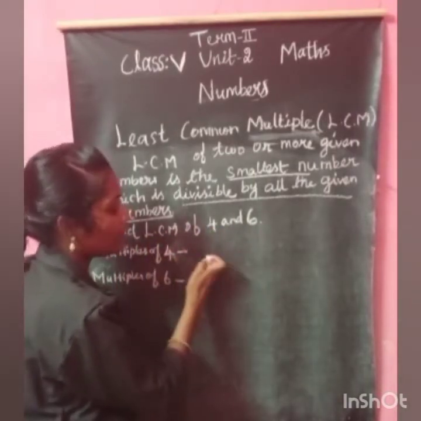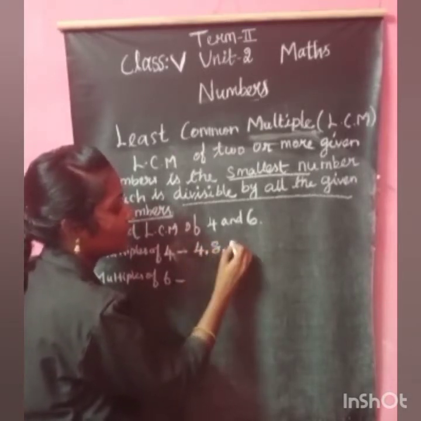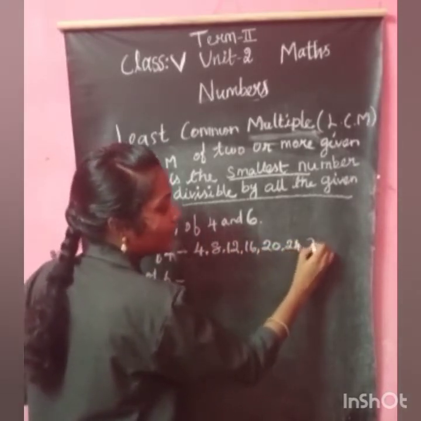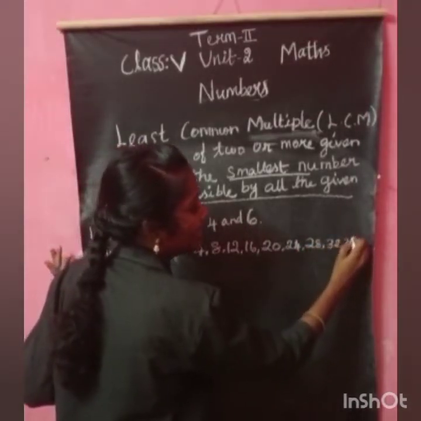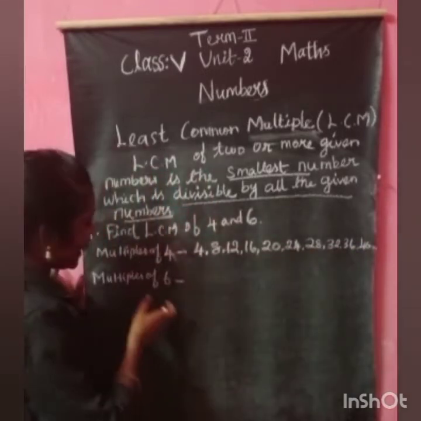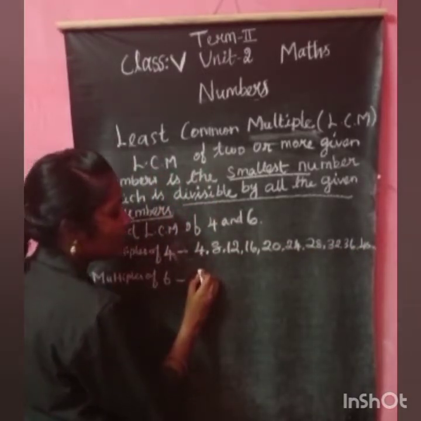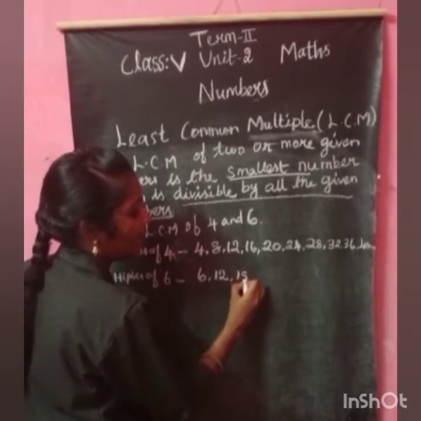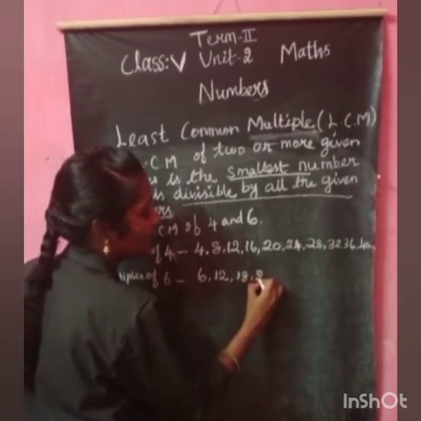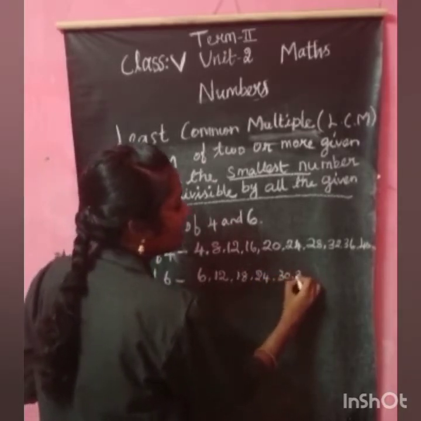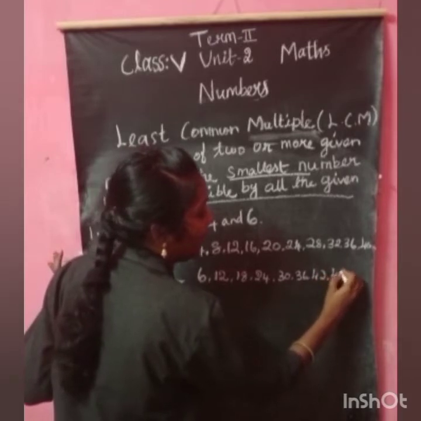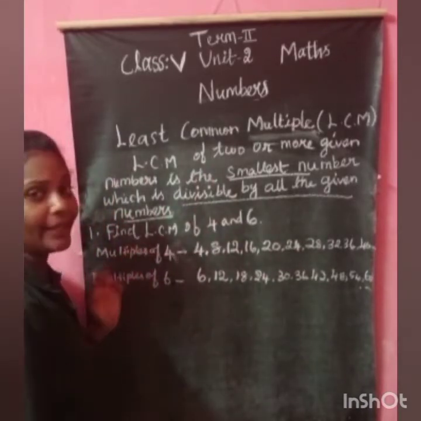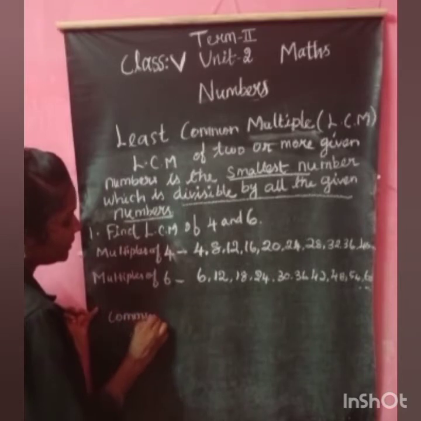Multiples of 4. Write the 4 table: 4, 8, next 12, 16, next 20. Very good. 24, 28, 32, 36, 40, etc. Next, write multiples of 6: 6, then 12. We add 6 to each number. So, 12, next 18, 24, next 30, 36, 42, 48, 54, next, 60, up to etc. First, write common multiples.